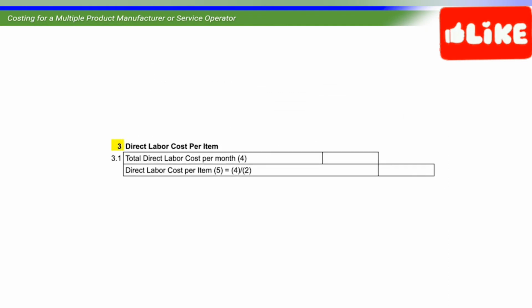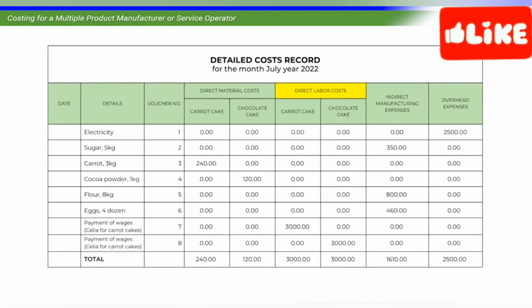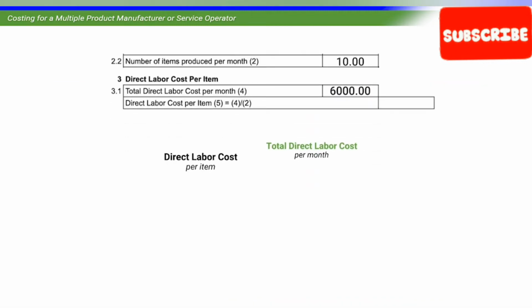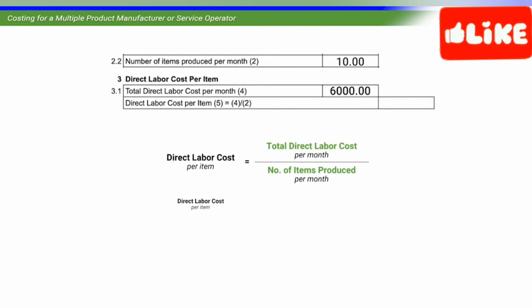Next, calculate the direct labor cost per item. To do this, divide the total direct labor cost per month, which you can also get from your detailed cost record, by the number of items produced per month.